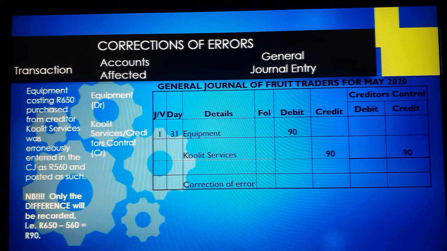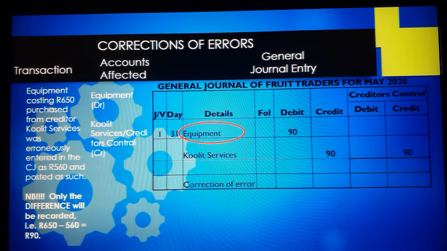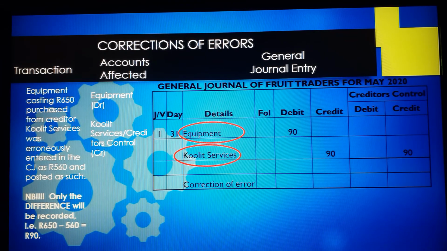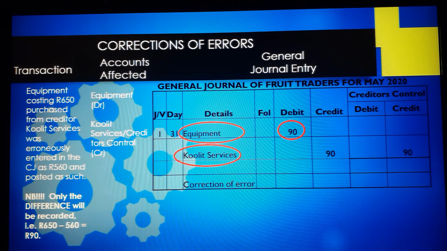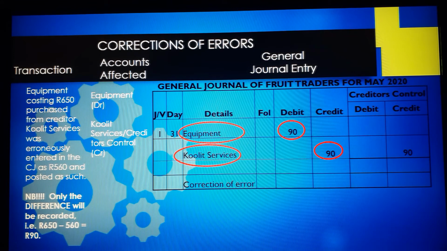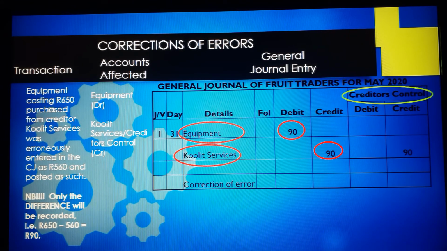So we need to add a further 90 Rand to equipment and a further 90 Rand to our creditors control because we put too little money into our books. So we now have to add only the difference between the two amounts. So again, equipment is debited, Coolit Services or our creditors control is credited. We show the entry in the general debit and credit columns. And because Coolit Services is a creditor, we also show the effect in creditors control.